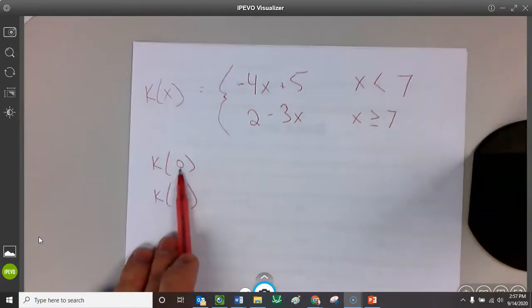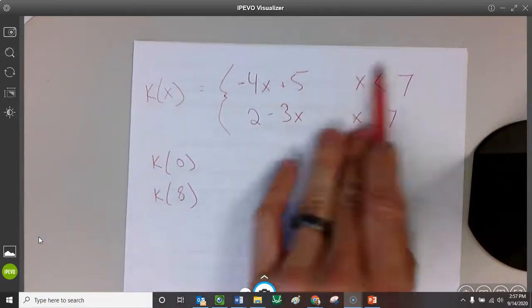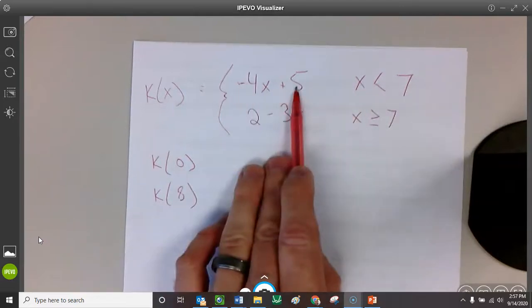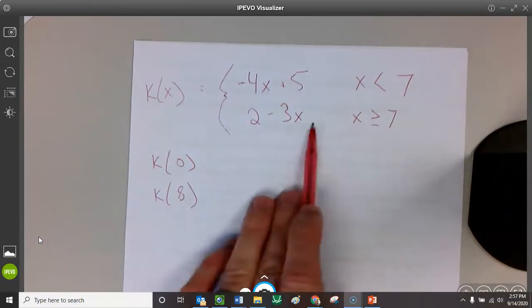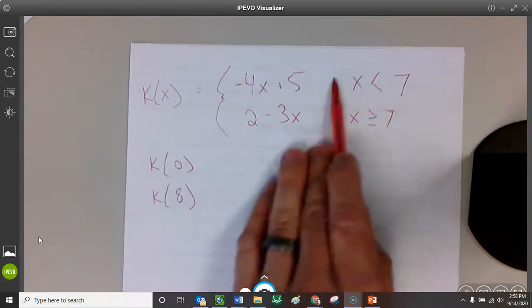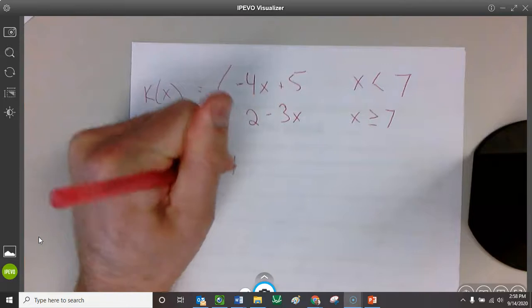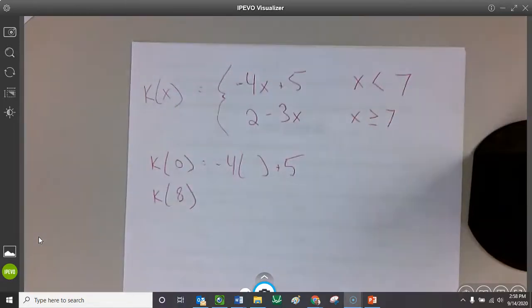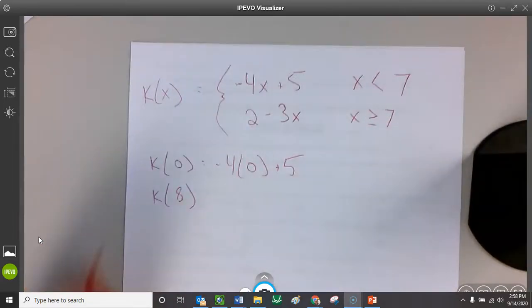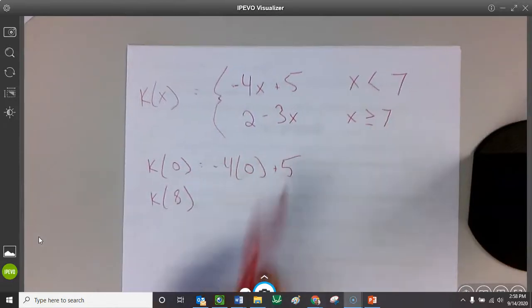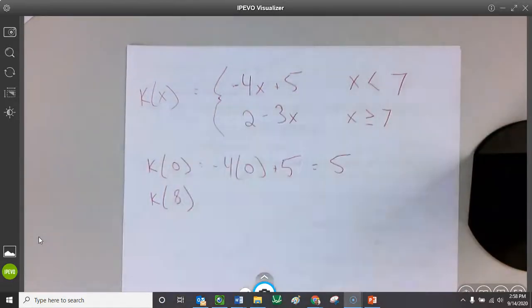K of 0, giggling at my own jokes. I need to plug in a 0 in for my x. Take my x out, plug in a 0, but where? Okay, that's what this is going to tell me. When x is less than 7, use this one. When x is greater than or equal to 7, use this one. 0 is definitely less than 7, so it's telling me to use this equation. I'm going to go up into that equation. I'm going to take the x out, and I'm going to put a parentheses in its place. I'm plugging in a 0, and then I'm evaluating. Negative 4 times 0, 0, 0 plus 5. It equals 5. Easy stuff.